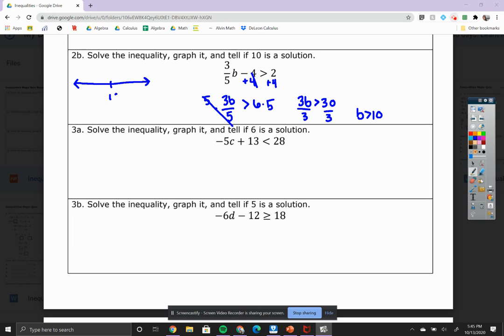So when I graph it, I have a 10. And since this one is b is greater than 10, but it doesn't have that equal to, that means it's going to be an open circle. And greater than means it's going to the right.